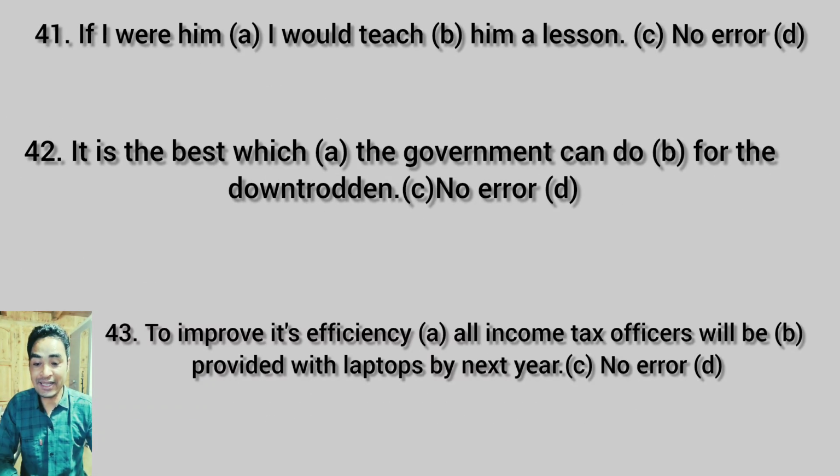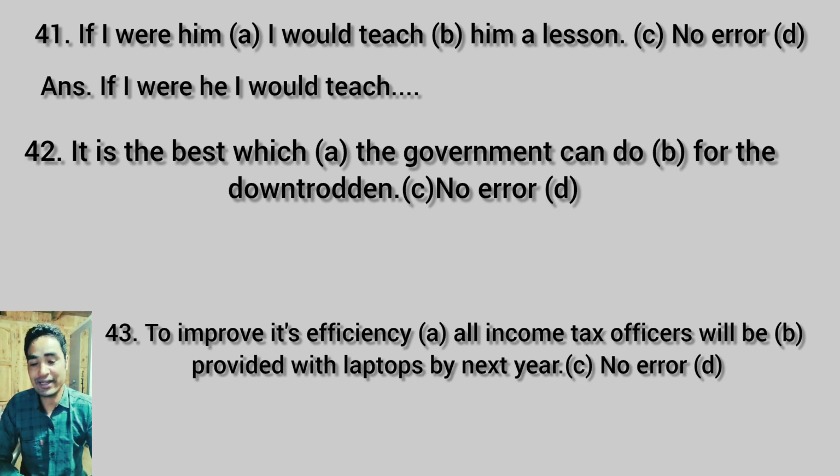If I were him, I would teach him a lesson. What is the error in this sentence? The correction is: if I were he, I would teach him a lesson. But why? As I taught you in the very last practice set, the first practice set of pronouns, after we family verbs, we use the subjective case, not the objective case. That's why "if I were he, I would teach him a lesson" will be the correct answer. "It's I" is a correct sentence. "It's me" is an incorrect sentence.